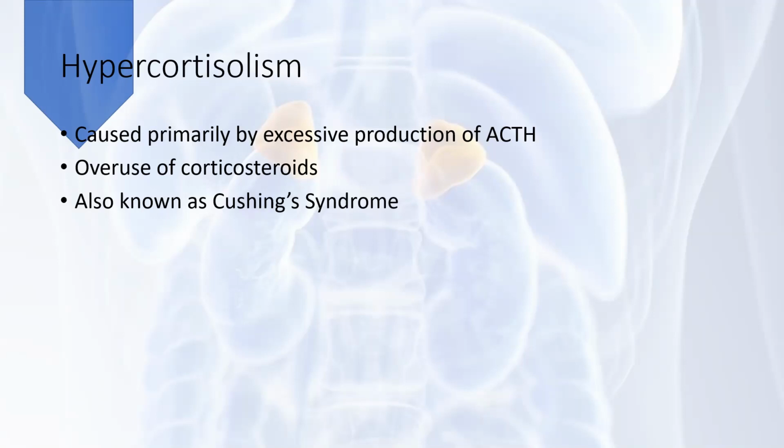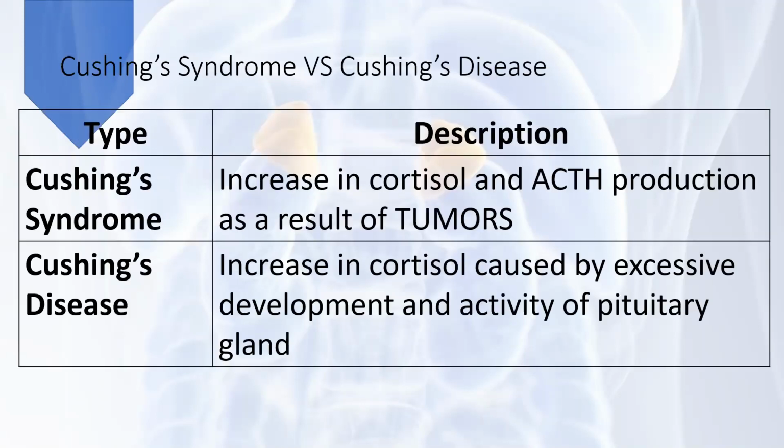Ibig sabihin, meron siyang positive feedback. As the product increases, the stimulating hormone or the tropic hormone is continuously producing. Hypercortisolism is also known as your Cushing's syndrome. Now, what is the difference between Cushing's syndrome and Cushing's disease? They are different, huh? Cushing's syndrome and Cushing's disease are different.